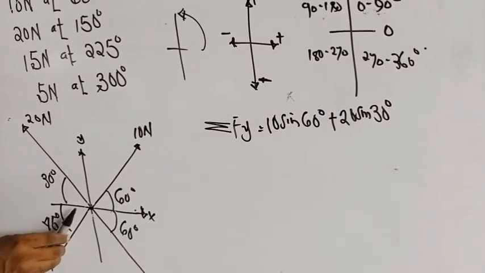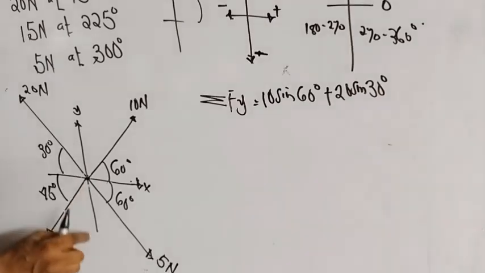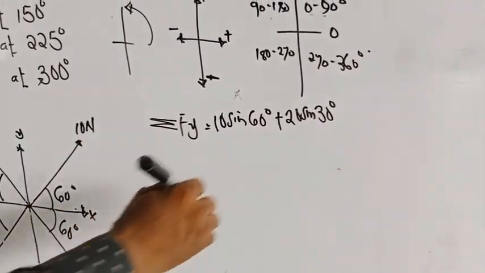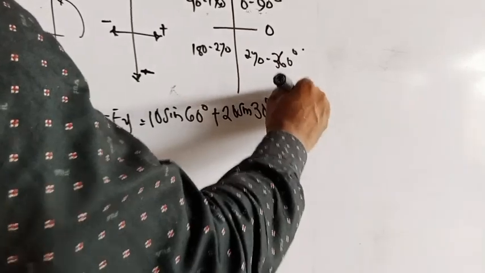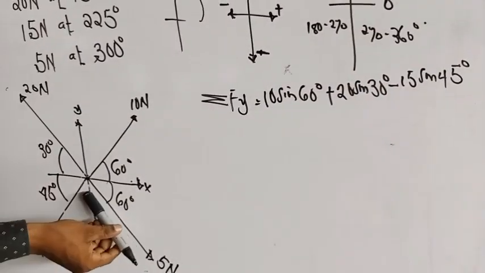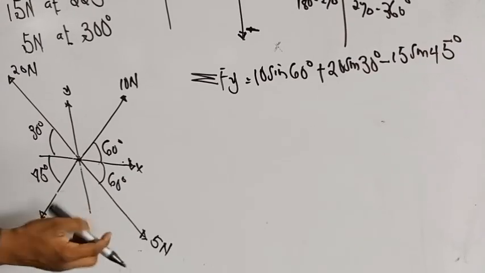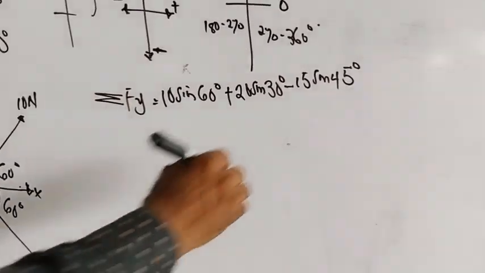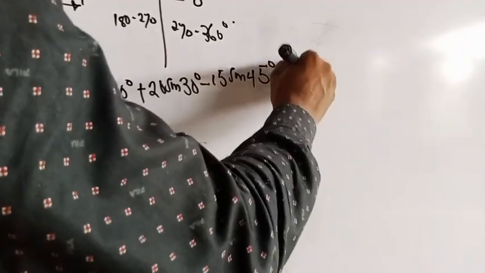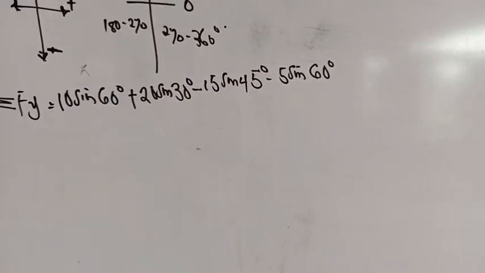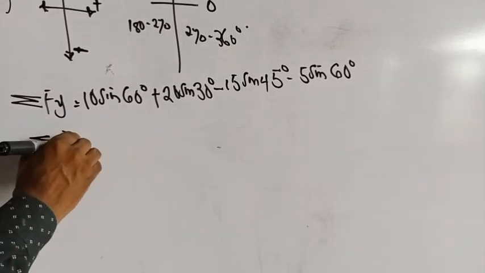If I resolve the third to the vertical axis, you can see it's pointing downward. According to sign convention, it is negative. I will have minus 15 sine 45 degrees. If I resolve the fourth to the vertical axis, you can see the arrow is pointing downward. According to sign convention, it's also negative. I will have minus 5 sine 60 degrees.